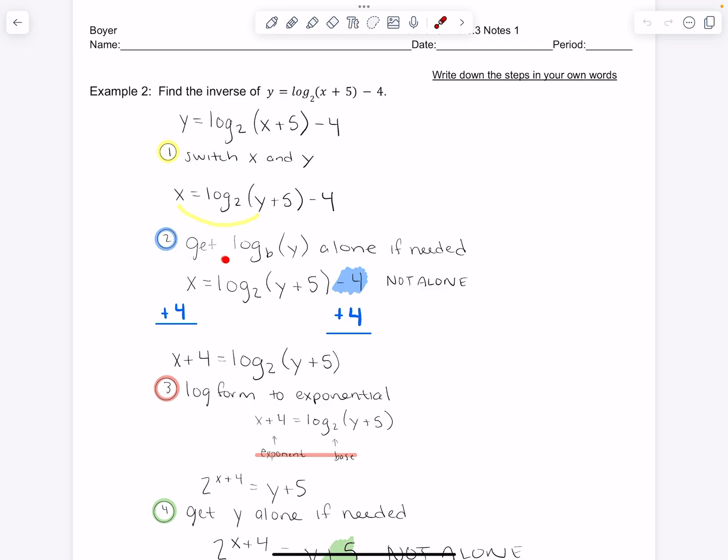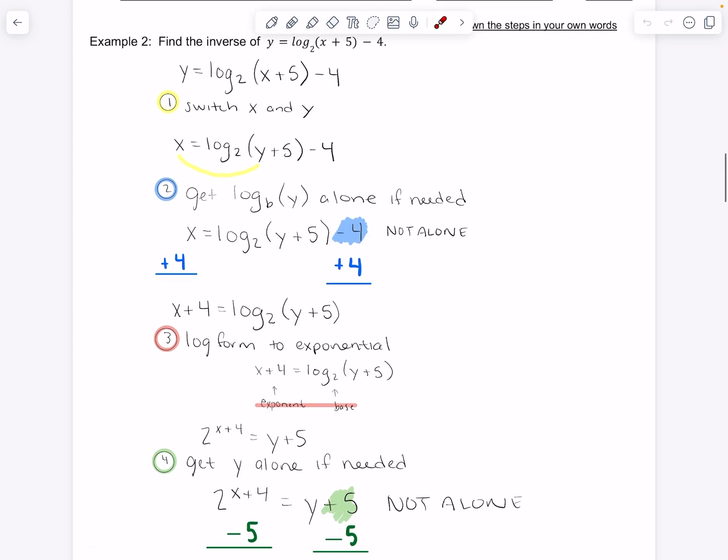My second step: get the log base by alone if needed. It's not alone, right? This log has a minus 4, so I need to get this 4 away. I do the opposite of minus 4 and add 4 to both sides. These 4s cancel out. And x plus 4, I just write it as x plus 4, because I can't combine them into one term, so I leave them separate. So x plus 4 equals log base 2 of (y plus 5). So this whole log came right down.